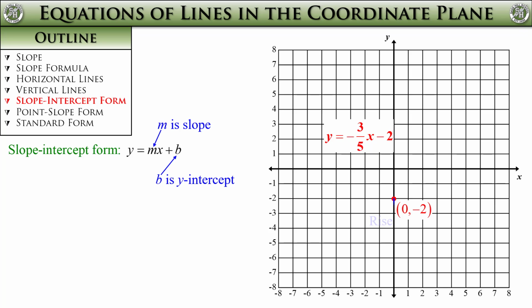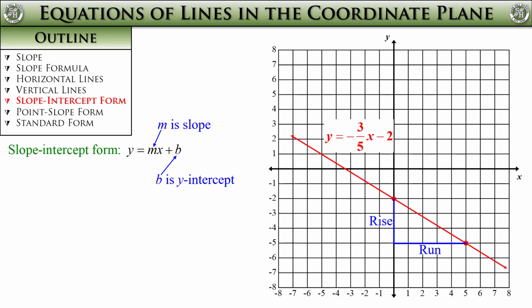So I am going to do a rise of negative 3. Negative rise means go down, so I go down 3 units. Now I have a run of positive 5, so I move 5 units in the positive direction. That's to the right. That will get me a secondary point on my line. From there, you just play connect the dots, and that's how you would take a y equals mx plus b equation and graph it.